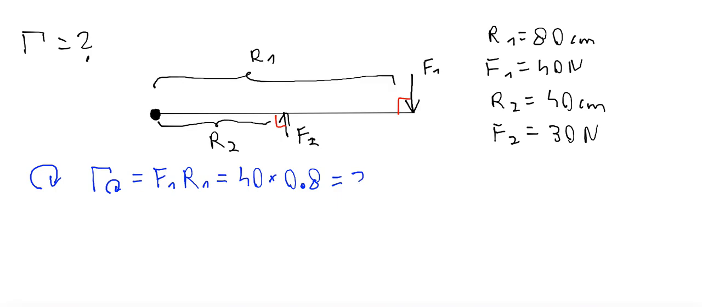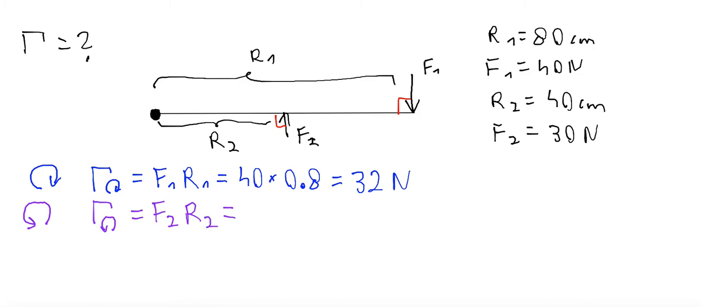Okay, so it's 32 newtons. Let's focus on F2, which is at distance of R2. This force makes an effect in completely opposite direction. Due to this force, system wants to rotate counterclockwise. So the torque has a direction of counterclockwise, which is equal to value of F2 times R2.